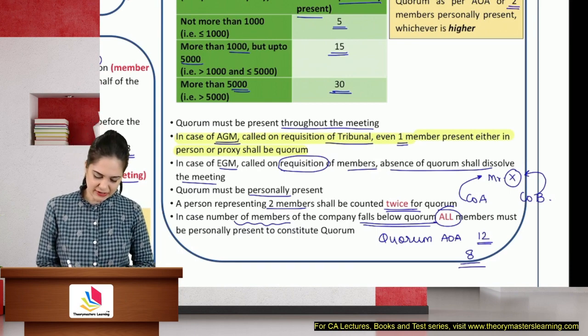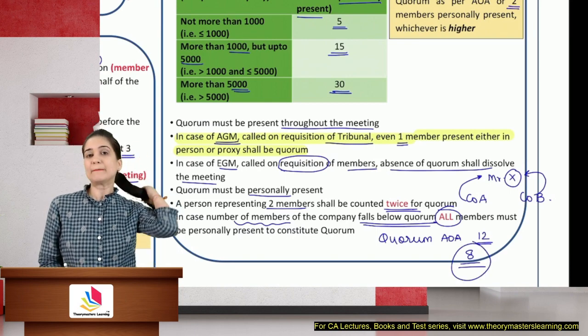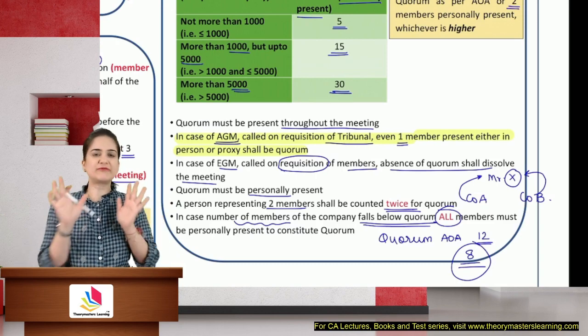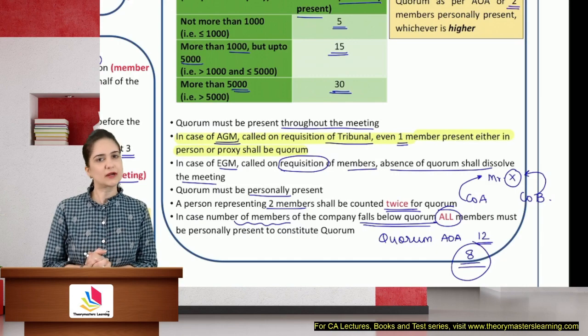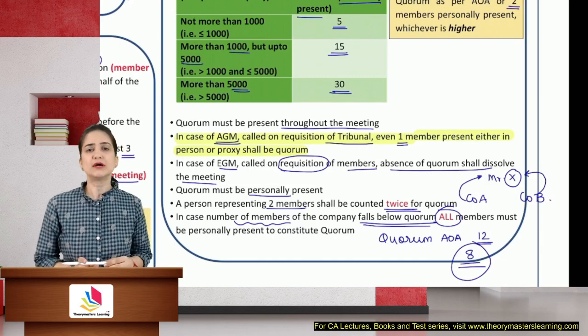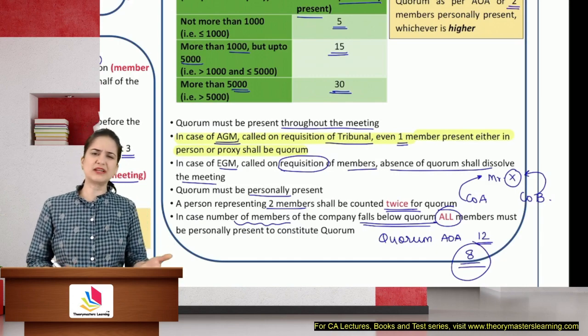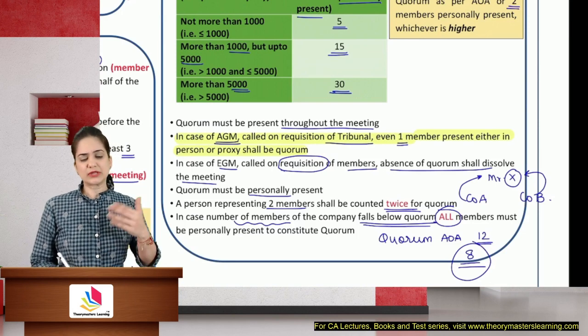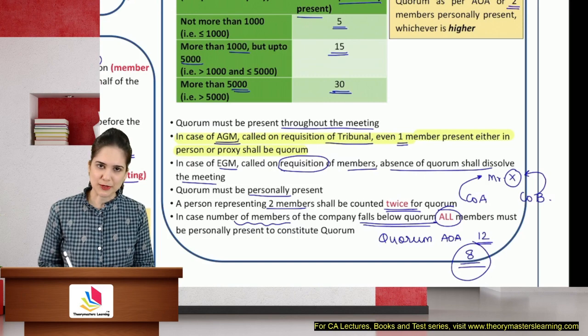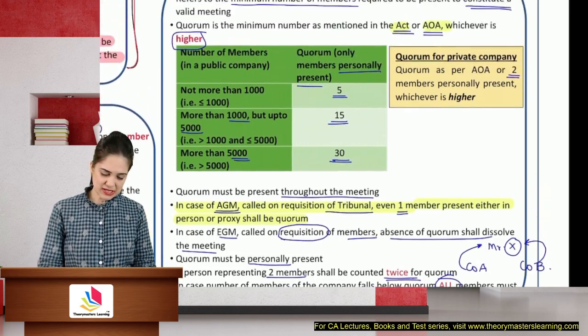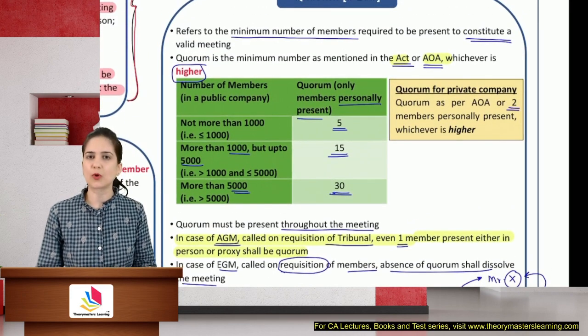So the law says that when all these 8 members are personally present, it is below quorum, we agree, but if all are personally present, then it is considered a valid quorum. Then you'll have to alter the articles to change the number of quorum, but if the number suddenly reduces, then in that case, when all are personally present, that will be considered as quorum. So students, these were the provisions relating to quorum.